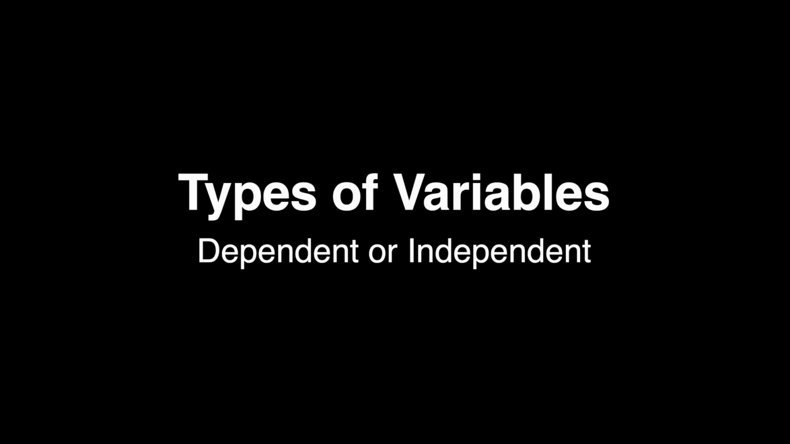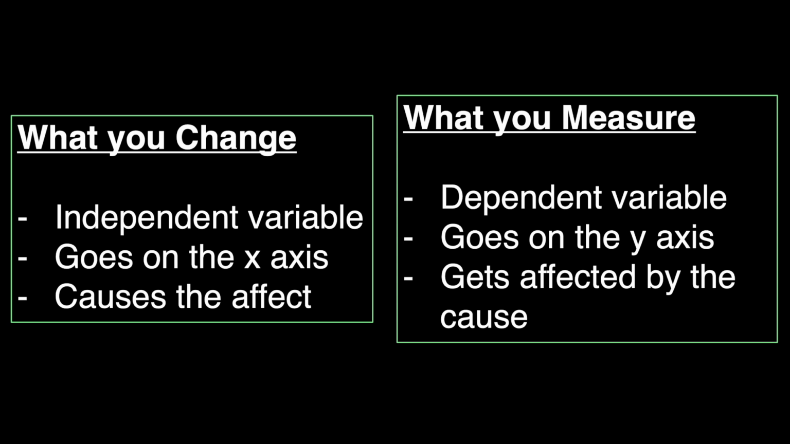Again, types of variables are either dependent or independent. For the most part, you can look at this as what you change and what you measure. There will be something that you are changing in your experiment or in your research, and there is something that you are measuring in your experiment or in your research.